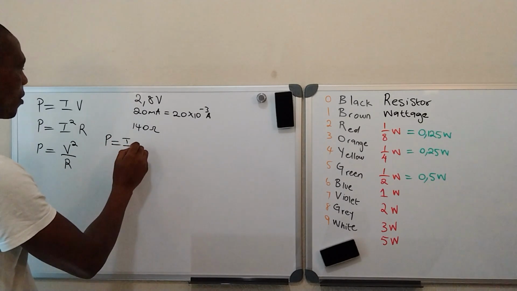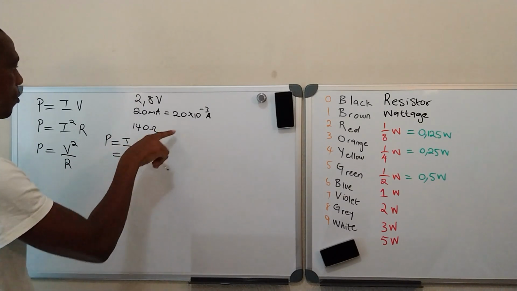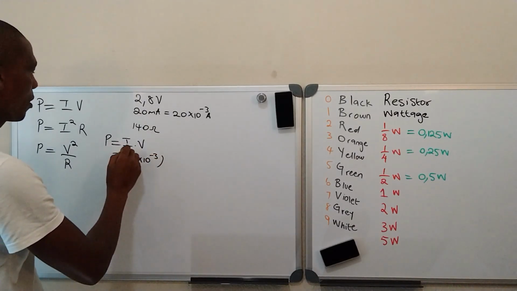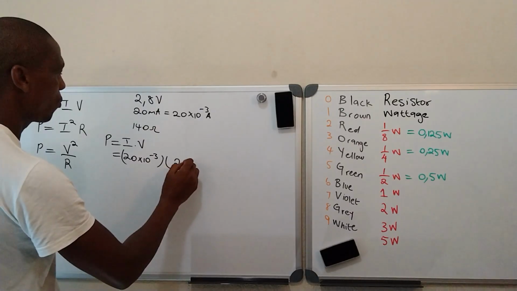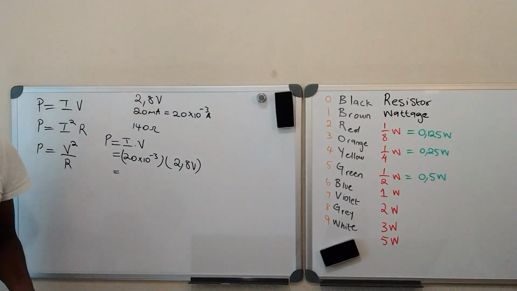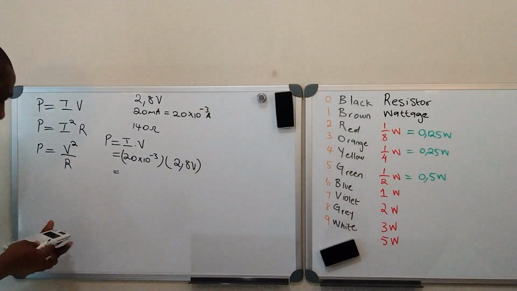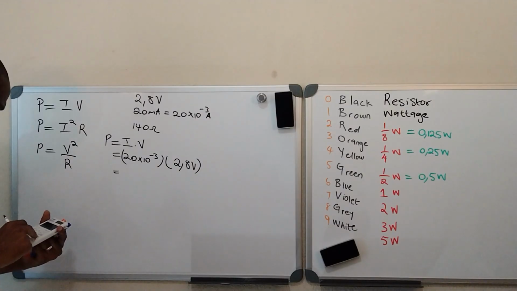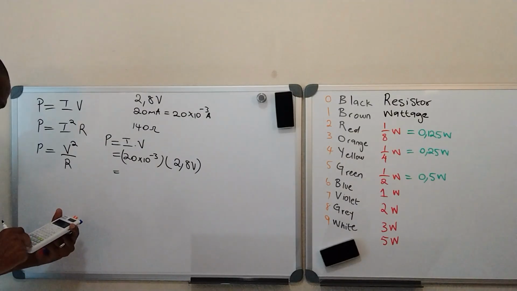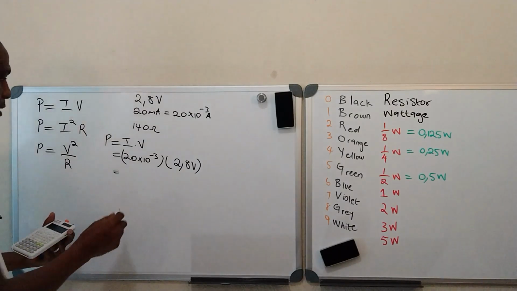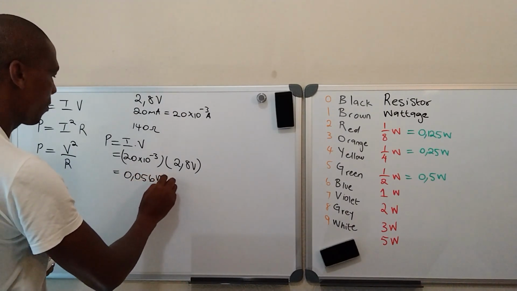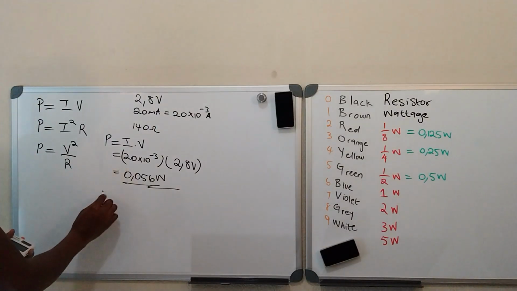Let's start with this one. Power is equal to current multiplied by voltage. What is the current value? It is 20 milliamps. And the voltage value is 2.8 volts. Let me use my magic machine. And the answer is 0.056 watt. Yes.